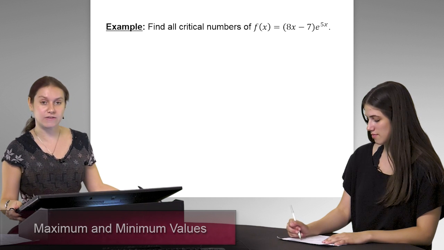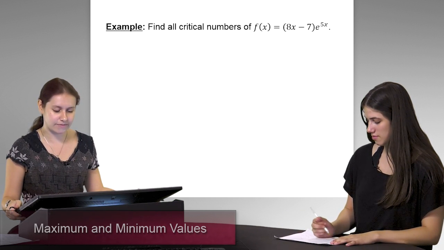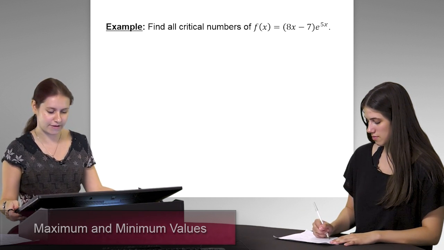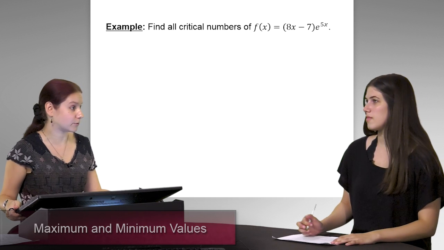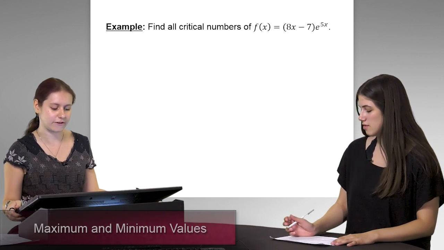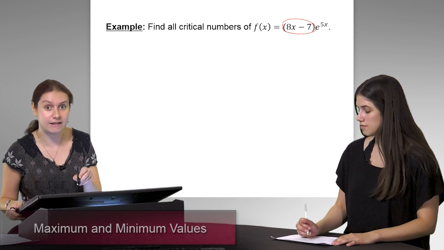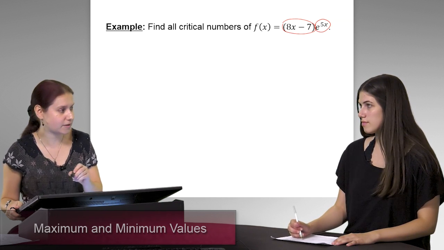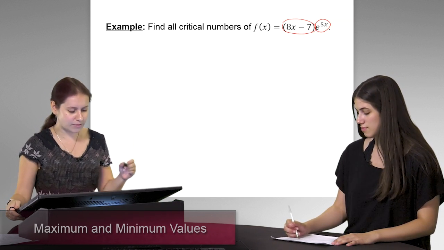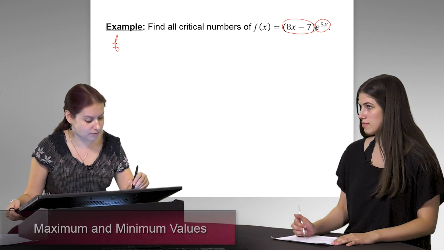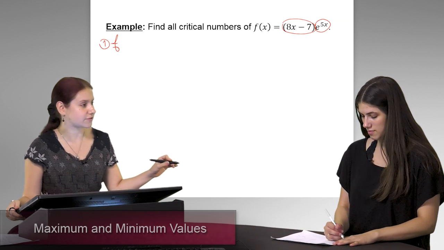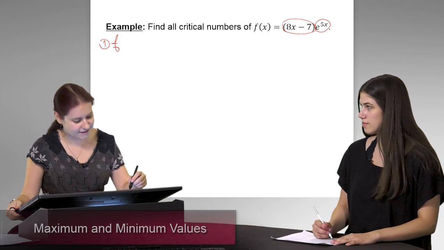Here, the function is given as 8x minus 7 times e to the 5x. What do you see here when you just take a glance at the function? Products. Exactly, I can see a product of a linear function and an exponential function. So when I'll be taking the derivative of this function, and you remember step 1, take a derivative. Step 1, take a derivative all the time.